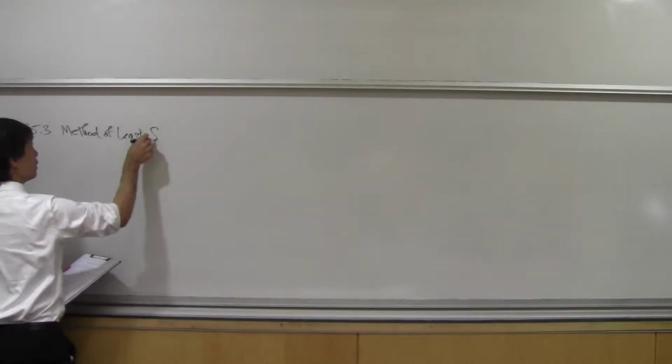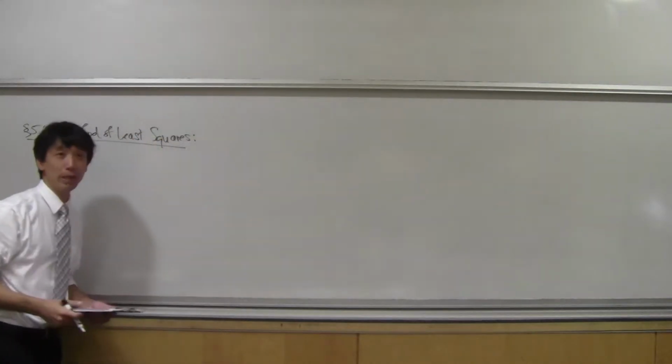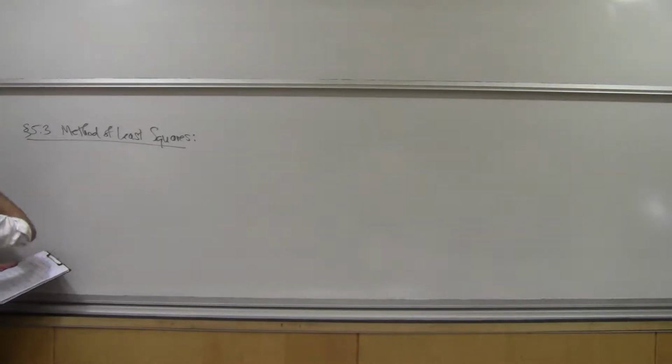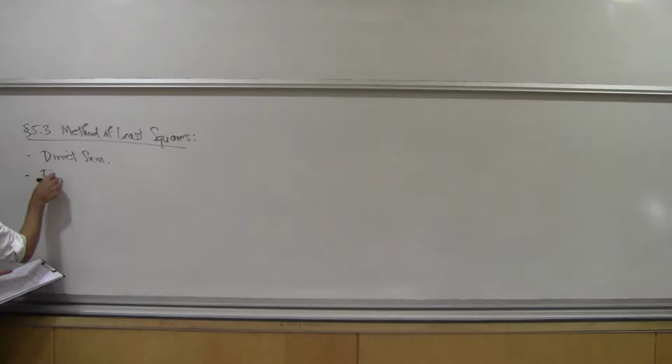Okay, so let's get on with it. Today we're going to talk about section 5.3, the method of least squares. This is a fairly important method, and it's a nice application of two things that we've seen before: the direct sum and the fundamental subspaces theorem.